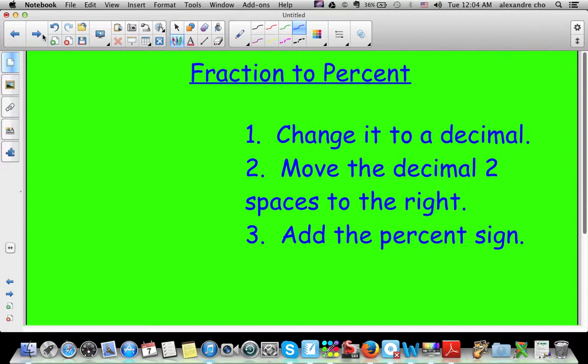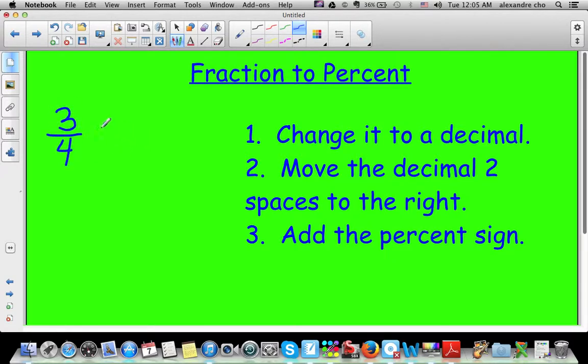Fraction to percent. Okay, this one has a little bit more steps. So we're going to do it. I'll show you. So, copy. Step 1 is change it to a decimal. Step 2 is move the decimal 2 spaces to the right, and then add the percent sign. So, let's take a number like 3 over 4.